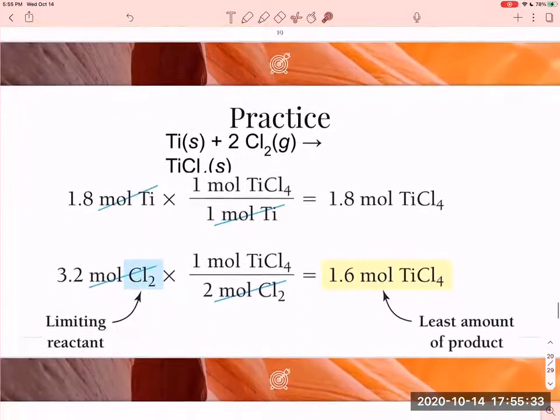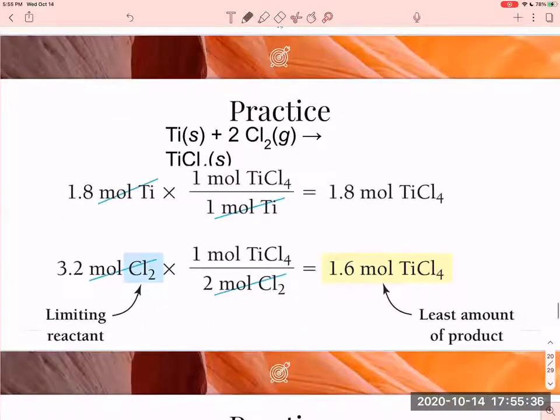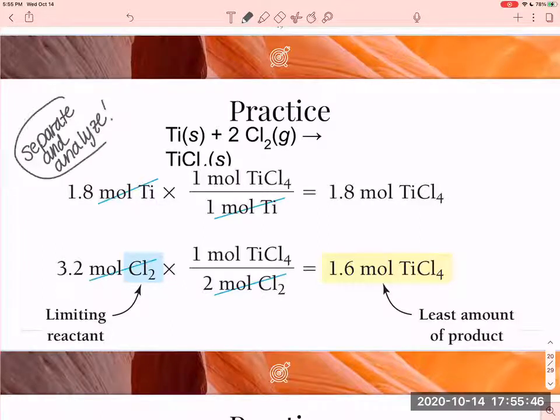So here's what this is going to look like. I want you to separate and analyze. Just like we did with the pancakes, we looked at each reactant separately and decided, okay, how many pancakes can I make with eggs? How many pancakes can I make with flour? Here, we're asking how much product, let me just write this up here, TiCl4, titanium 4 chloride. How much product can I make with this reactant? How much product can I make with this reactant?